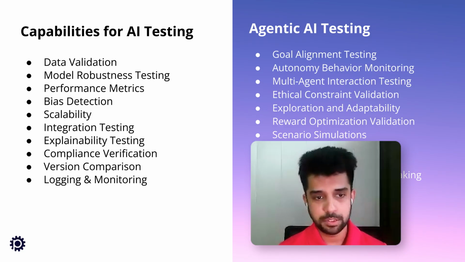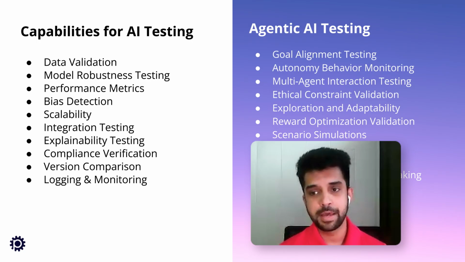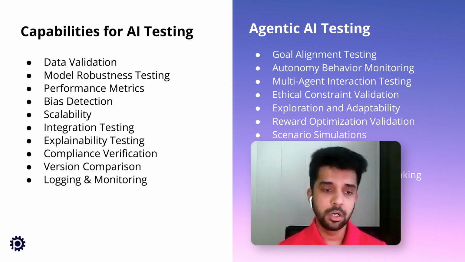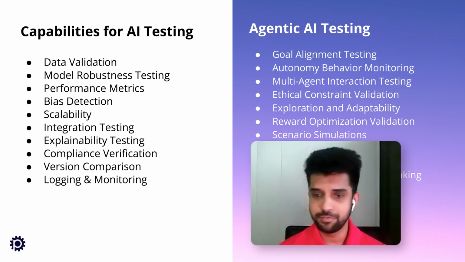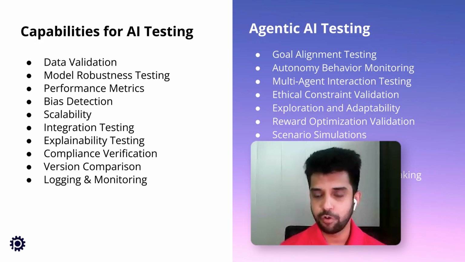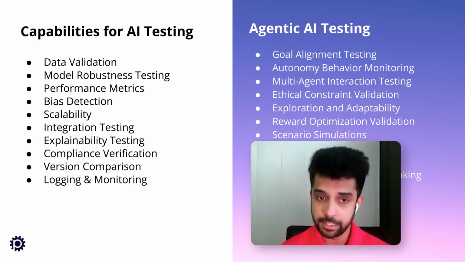Then we have model robustness testing that assesses the ability of the model to handle diverse and edge cases. Then we have performance metrics, bias detection to identify the potential bias if it has. Then we have scalability, another important part, just to send a high volume of data to evaluate the performance of the agent under the load. Then we have integration testing, explainability testing, logging and monitoring. So these are all the different capabilities for AI testing.